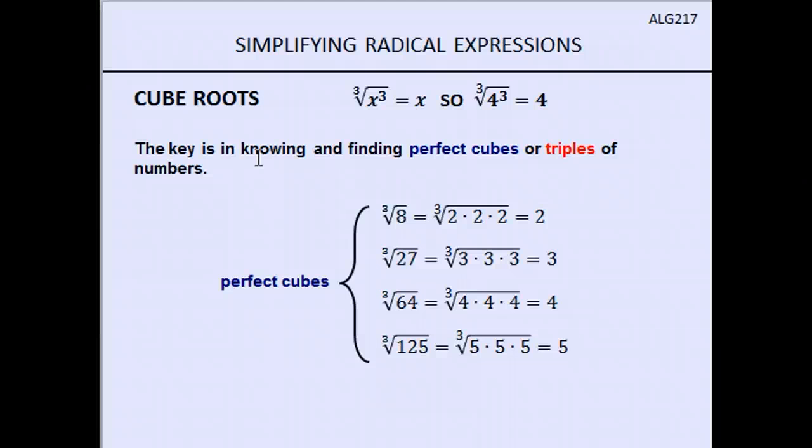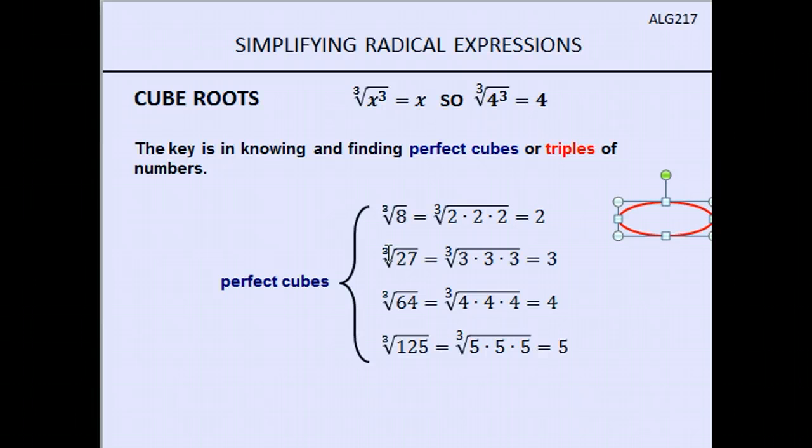Now let's talk about cube roots. Cube roots are when we have 3 under the radical. So the cube root of x to the third is going to equal x. The cube root of 4 to the third is going to equal 4. And the key for this is knowing and finding perfect cubes or triples of numbers. That would be like this. 2 times 2 times 2 is 8. So the cube root of 8 is 2.